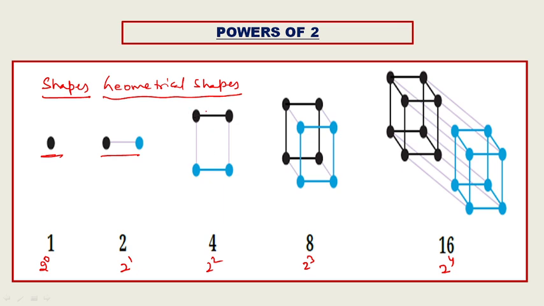You see, with 4 we have got a square or rectangular shape. Then when it has become 8, we have got a cuboid or cube where 8 vertices are there. This is 8 and this is 16, so we are getting a different shape. These we are able to obtain by using powers of 2.